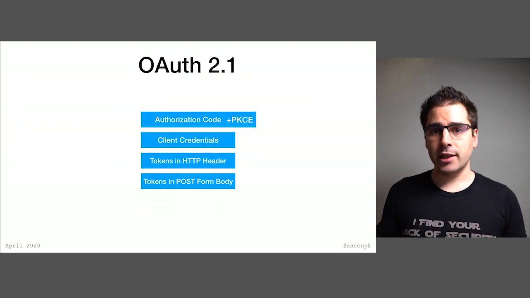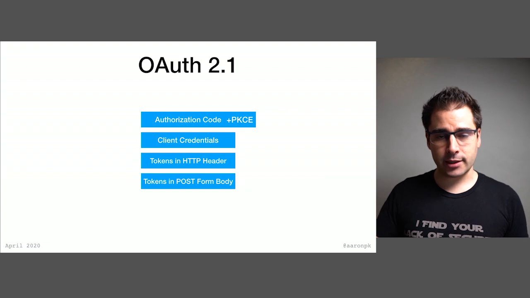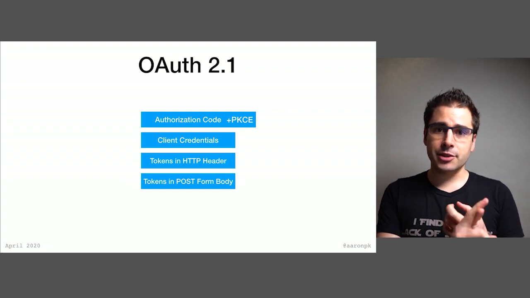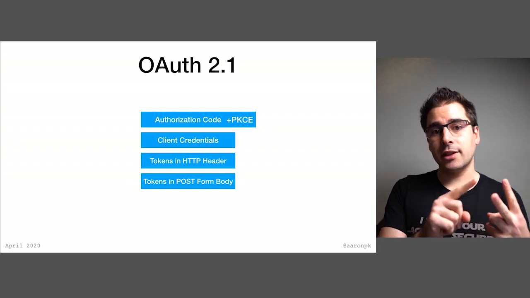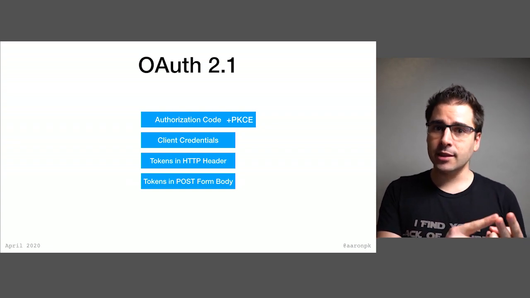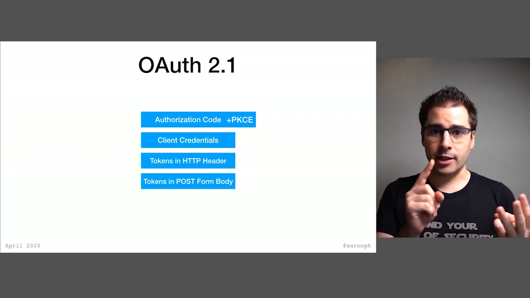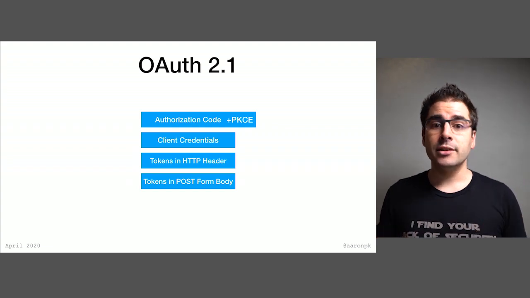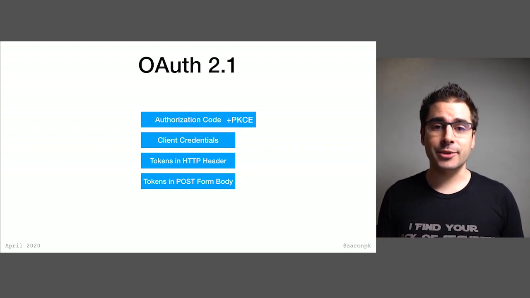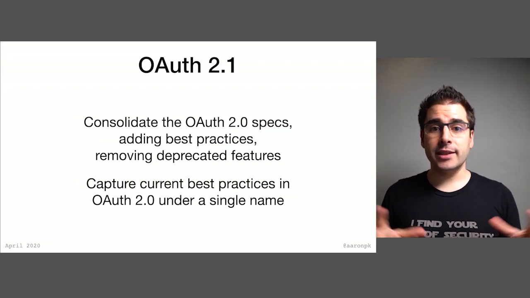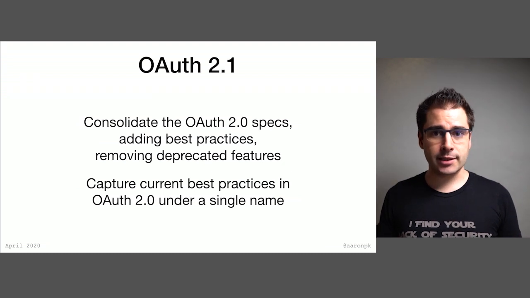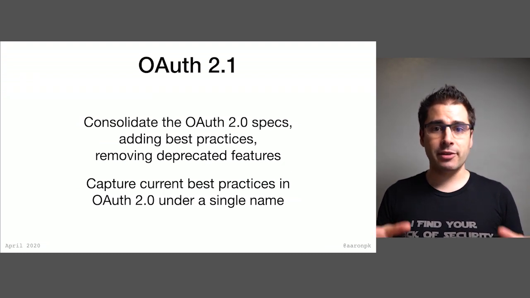And if you look at what's left at the end, it's actually a lot less complex than what you might think. Really, if you follow the OAuth best current practice, you end up with authorization code plus PKCE as the main redirect-based flow. You also have the client credentials flow when there's no user present, and tokens can be sent either in the post body or HTTP header. So OAuth 2.1 is an attempt to consolidate all the specs in OAuth 2.0, adding the best current practices, removing deprecated features. The idea is to capture the best current practice in OAuth 2.0 and give it a name.